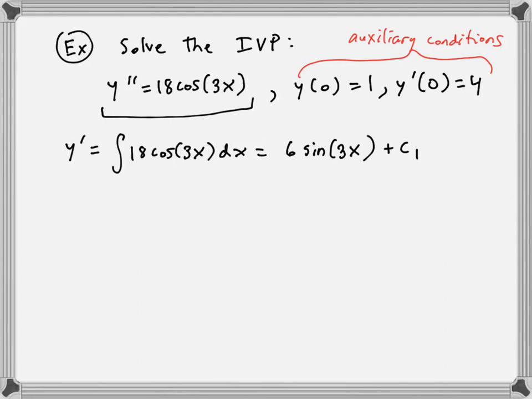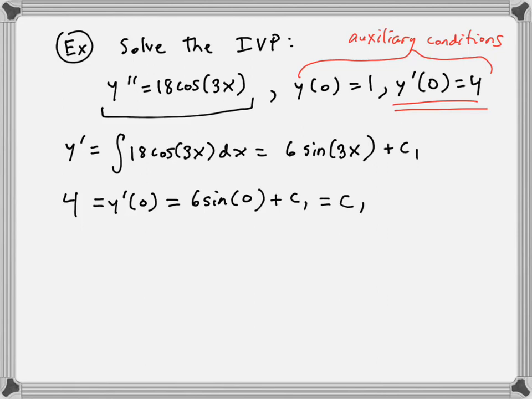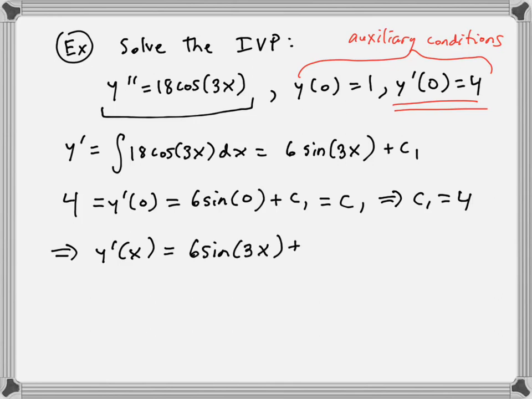And how can we figure out what that constant is? Use this condition. I'm going to plug in 0. So this means that y prime of 0 is equal to 4 because of this condition, but if I actually plug 0 into what I got above, I get 6 sine of 0 plus c1, which is just 0 plus c1. So what did we get from that? We get that c1 is 4. See, we found the constant. So this implies that y prime of x is equal to 6 sine of 3x plus 4. After finding this 4, I plugged it back in.